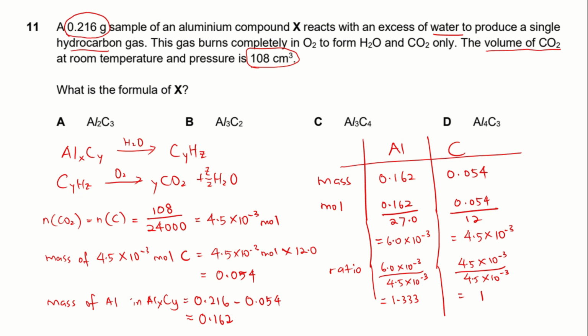We need to multiply these two numbers by 3 so that we get a whole number for both of them. After multiplying by 3, we found the simplest whole number ratio of aluminium to carbon, which is 4 to 3. So that means the formula of this compound will be Al4C3. So the answer to this question is D.